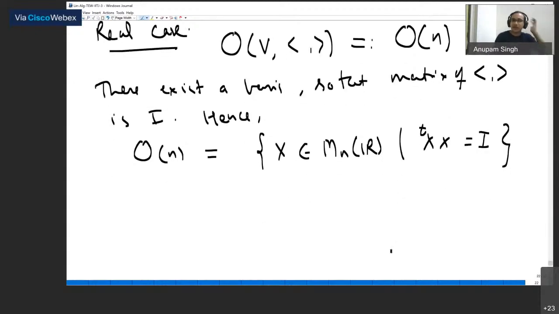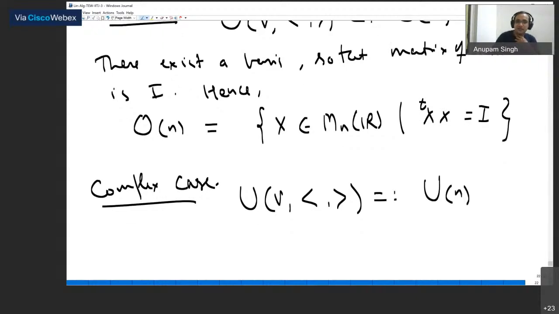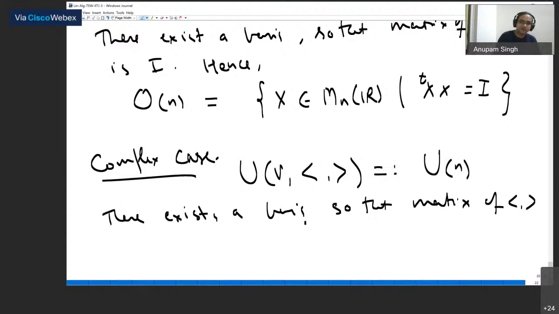And what happens in the complex case? In the complex case, we denote it by the unitary group. So it is U of V and the Hermitian form. This is also simply denoted as U N classically, I mean, in regular textbooks. And again, as I explained, there exists a basis so that the matrix of this is identity.